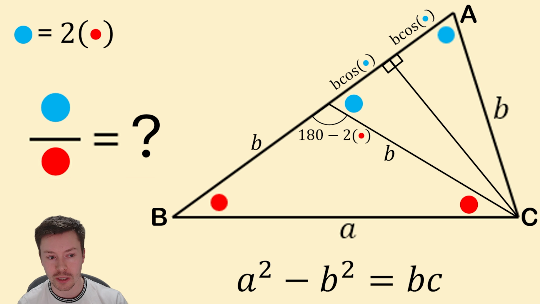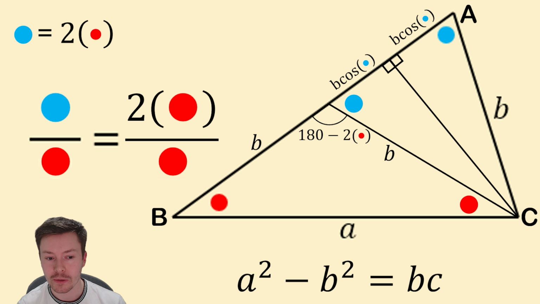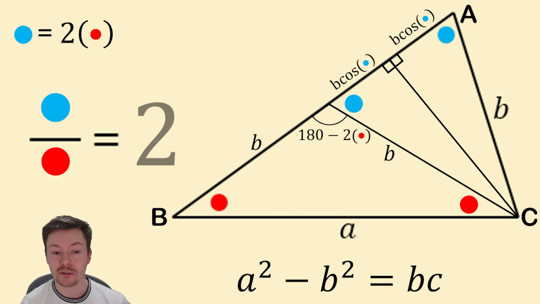Now, going back to the original question, we want the blue angle divided by the red angle. Now, the blue angle we've said is 2 of the red one, and obviously the red one is just the red one. So we've got 2 of something divided by 1 of something gives you an answer of 2. Okay, now that's a pretty neat answer for something which could be quite a complicated problem.